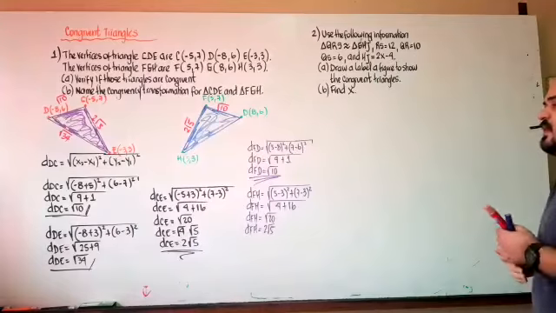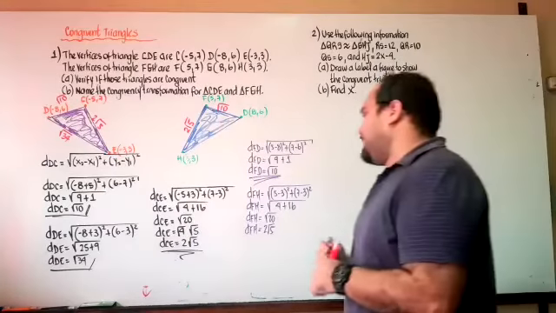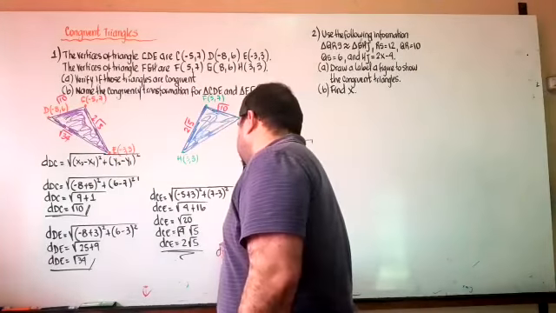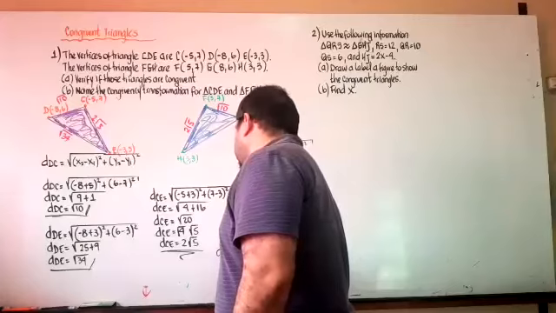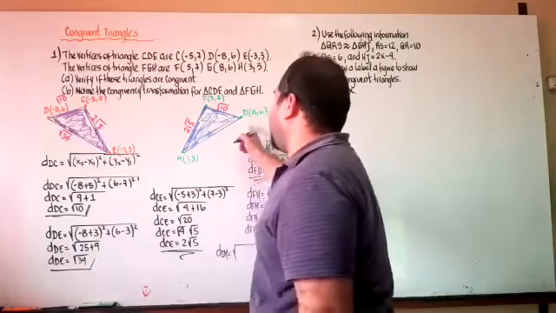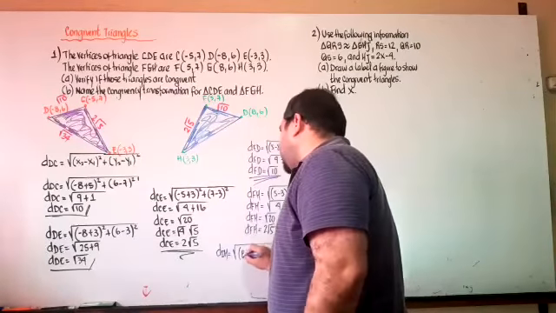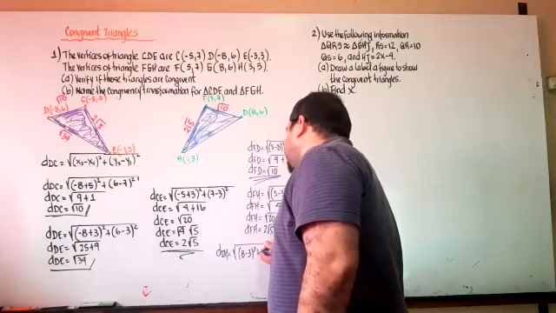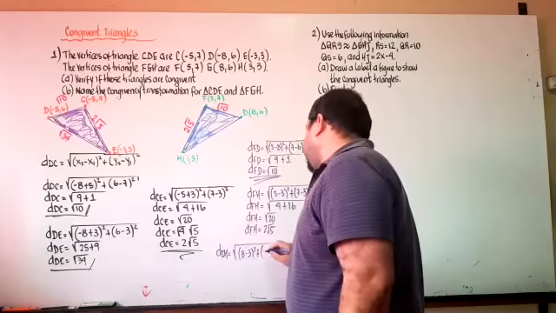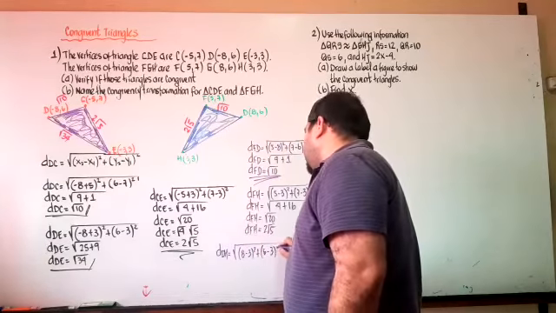Okay. And finally, the distance DH. Distance DH will be given by the square root of 8 minus 3, second power, plus 6 minus 3, second power.